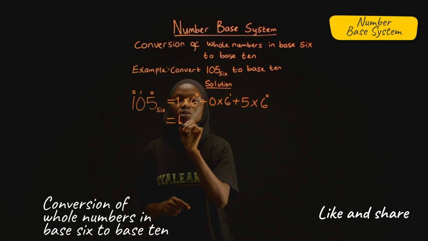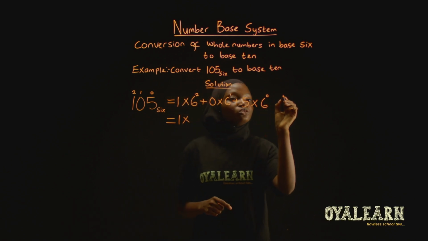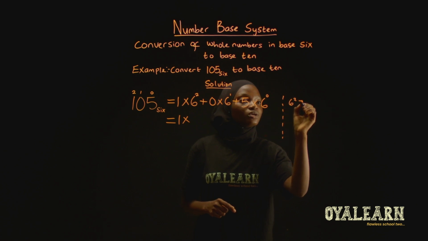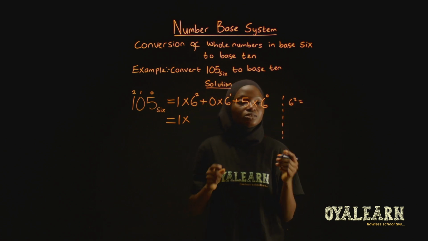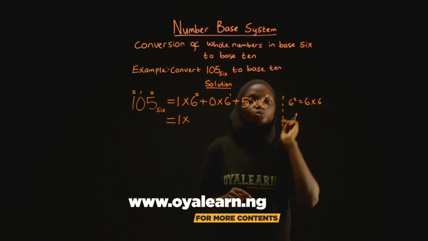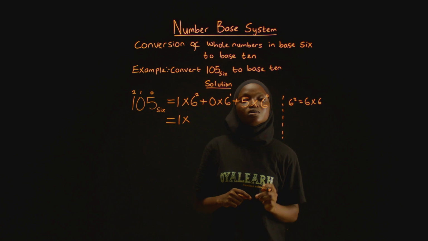equals 1 multiplied by 6 raised to the power of 2. Let's do that at this side. 6 raised to the power of 2. That means 6 multiplied by 6 in just two places. That is 6 times 6, 1, 2. And 6 times 6 gives us 36.